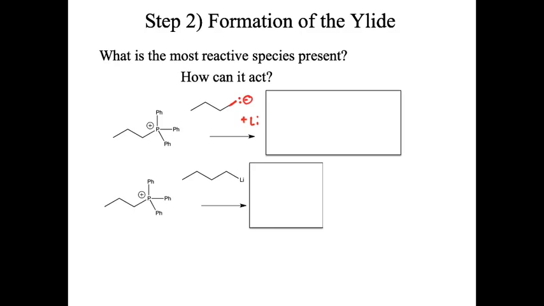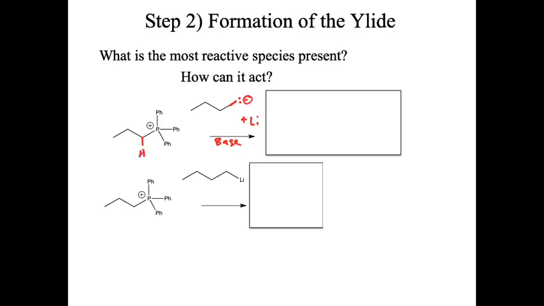Okay. What would happen if it acted as a base? What would happen if it acted as a nucleophile? If it acted as a base, it would pull off one of the hydrogens on the propyl chain next to the phosphorus.